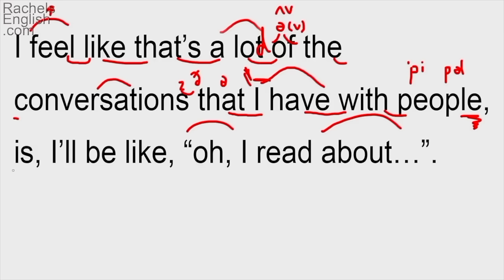Is I'll be like. Okay, this is all pretty mumbled. IS, the word is, has a Z sound, so that links into the next sound. Is I'll be like. So the words I will contract to I'll, but it's hardly ever pronounced that way. It's almost always reduced to something like all, which sounds like A-L-L said quickly. All, is all.